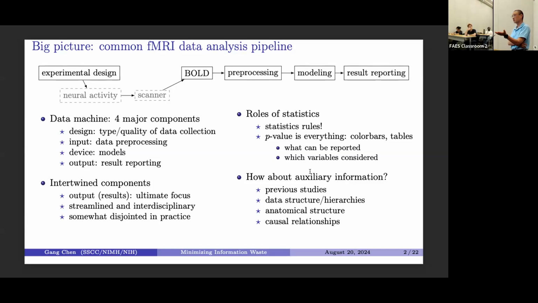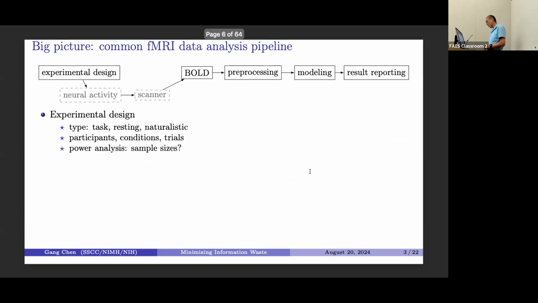For example, brain regions. Based on previous studies, there may be some cumulative knowledge about the involvement of some brain regions. Can we use those pieces of information? The brain has structure, right? We know most of our regions are bilaterally symmetric. Can we use that information to support our statistical evidence? There are also variables with causal relationships. When we build a model, do we need to consider those causal relationships? What do I mean by causal relationship? Those are the issues we need to consider.